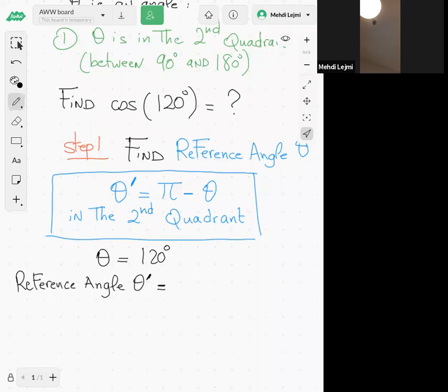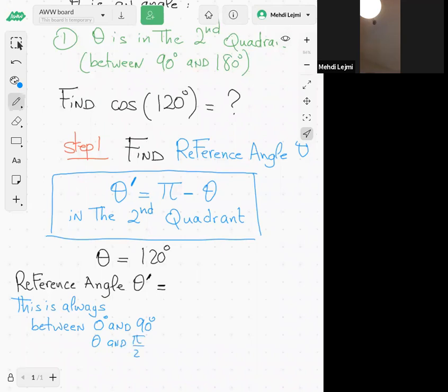But first, you need to find this reference angle. The reference angle is always an angle between 0 and 90 degrees. So let me write it down here. Theta prime is always between 0 and 90 degrees, or 0 and pi over 2.